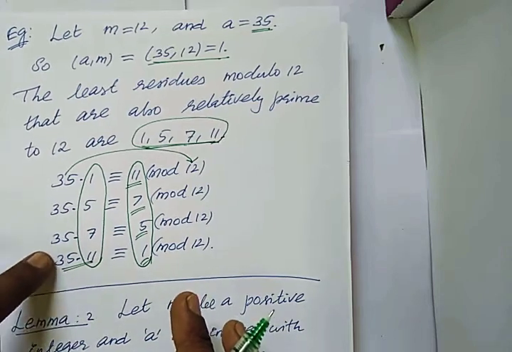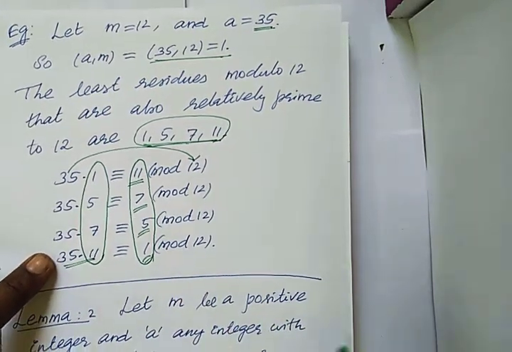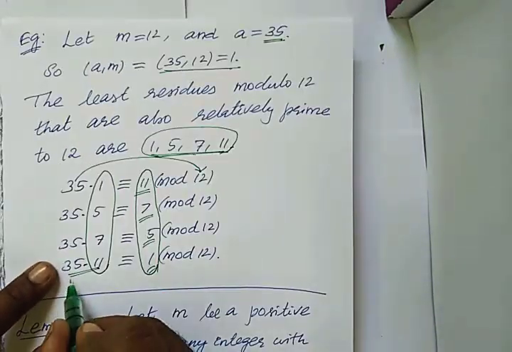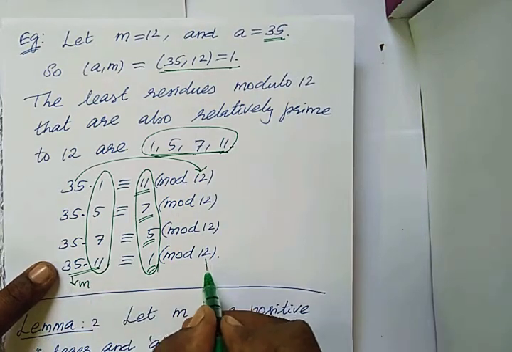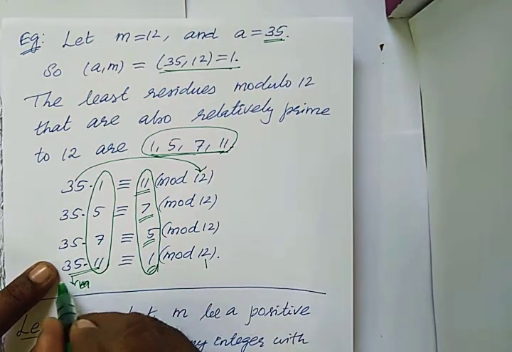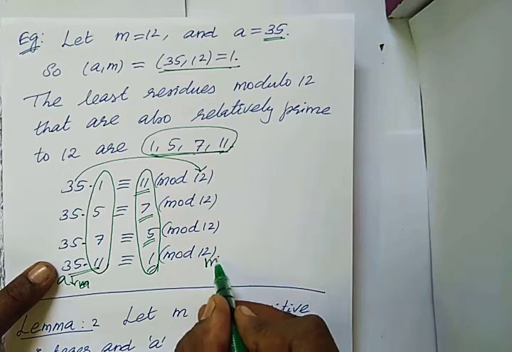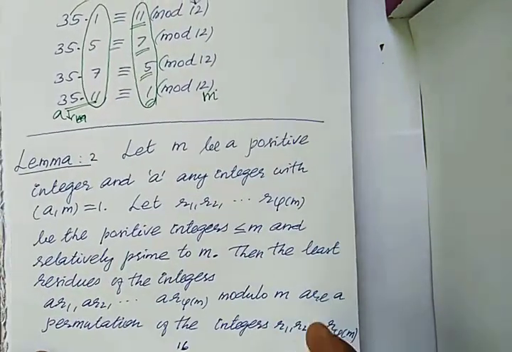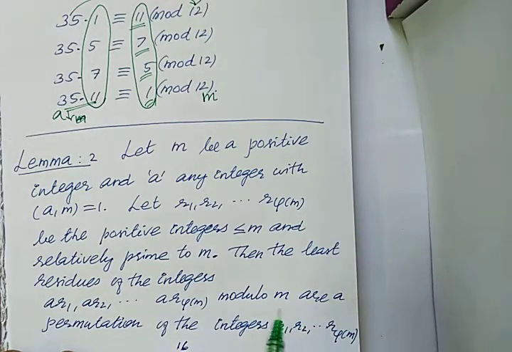Let us prove a similar lemma. Here it is called M, here it is called A, modulo M. Just now read the lemma. Now let us prove the lemma.